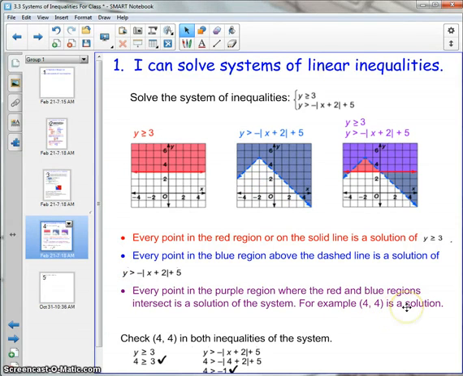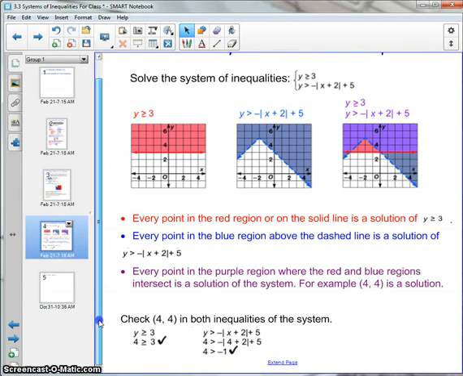So once again, we just want to double check our work and make sure that we did it correctly. We want to look for (4, 4) in our purple region. So we go over 4, up 4. Sure enough, right here is our point, and it is in the purple region. So we want to double check, plug that point into both inequalities and make sure it works.